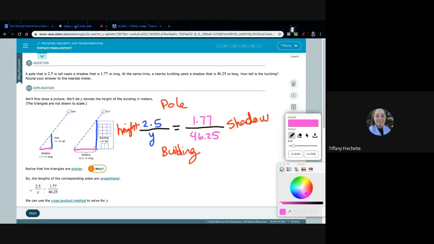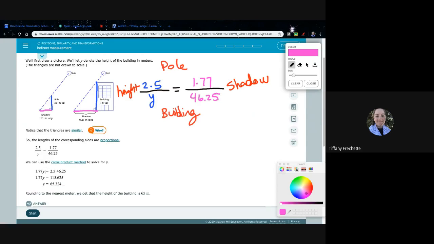Once you have this filled out, which is exactly what they have filled out down here, you start cross multiplying. You can see that they have 1.77y, and then they have 2.5 times 46.25. They multiply these two numbers together and they get 115.625. The last step, which they're not really showing you here, is dividing by 1.77 on both sides, because any number divided by itself cancels, and that's why y is by itself. Once we divide, we get 65.324..., which means it goes on and on.